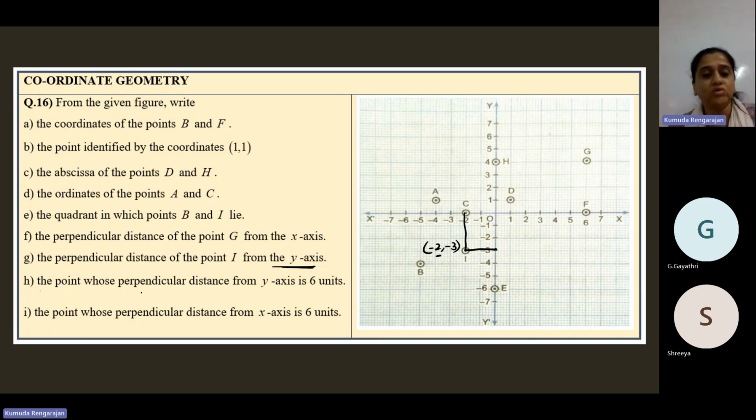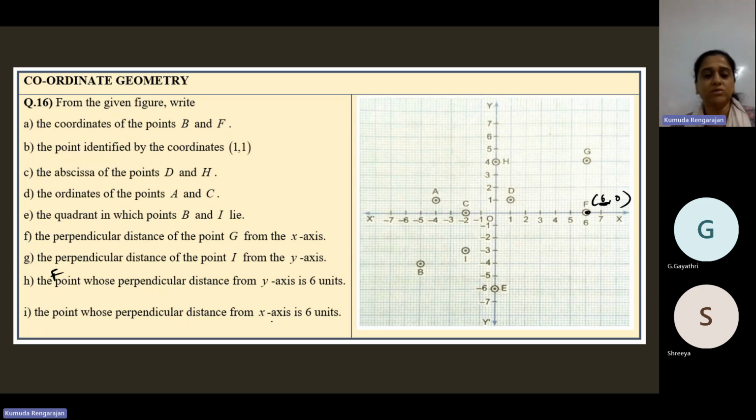The point whose perpendicular distance from y-axis is 6. Which is the point? This one. What is this? 6, 0. And the perpendicular distance of this point from the y-axis is 6. Correct. So the point is F. Because F is 6, 0, and the first number 6 is the distance from the y-axis.